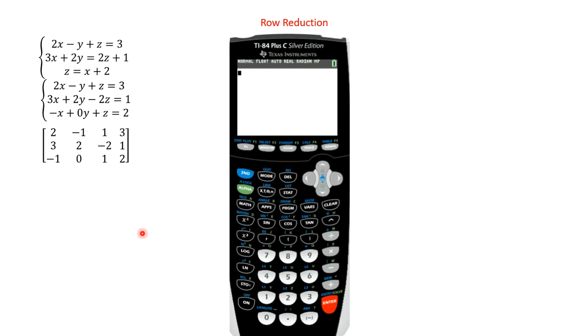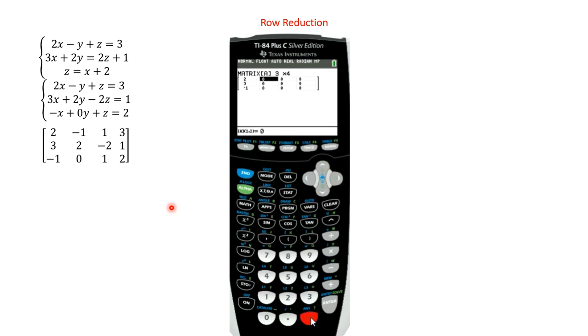And so, using what we did last time, we can go to the matrix menu, so second, x negative 1. We can go over to edit. We're going to have a 3x4. So just enter your stuff into the 3x4 matrix. It'll take me a little while using a mouse. I apologize for that.